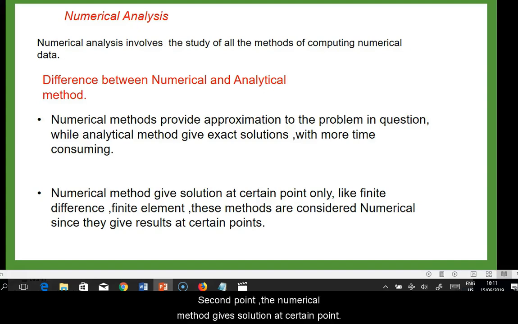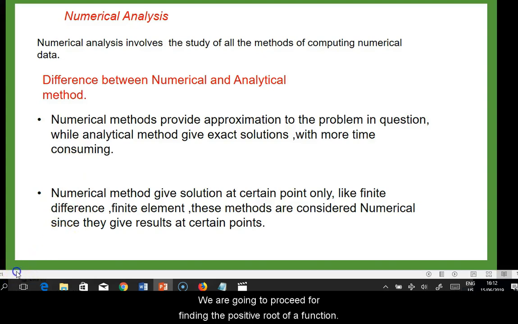Second point, the numerical method gives a solution at certain points only, like finite difference and finite elements. These methods are considered numerical since they give results at certain points.